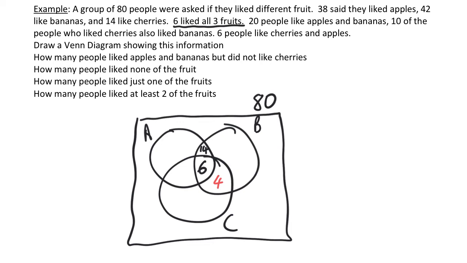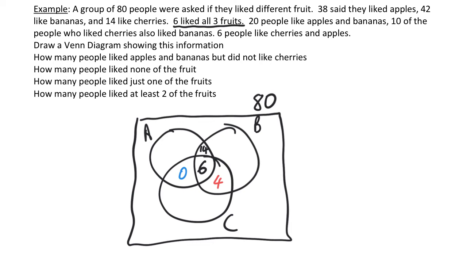And we also know that 6 people like cherries and apples. So that means that this overlap must add up to 6. But we've already got 6, so that means the other portion is 0. So there's nobody who likes apples and cherries only.